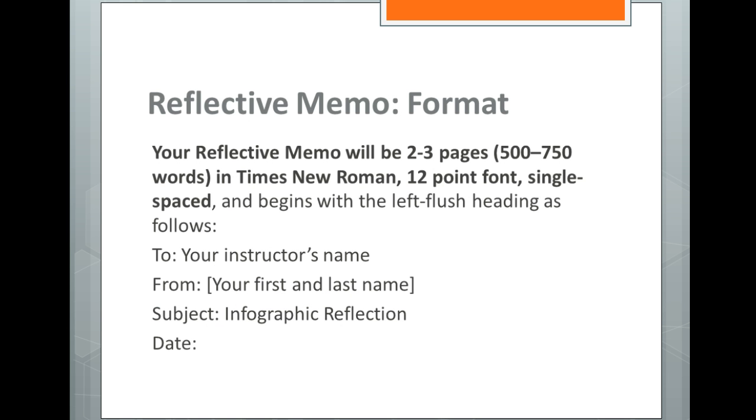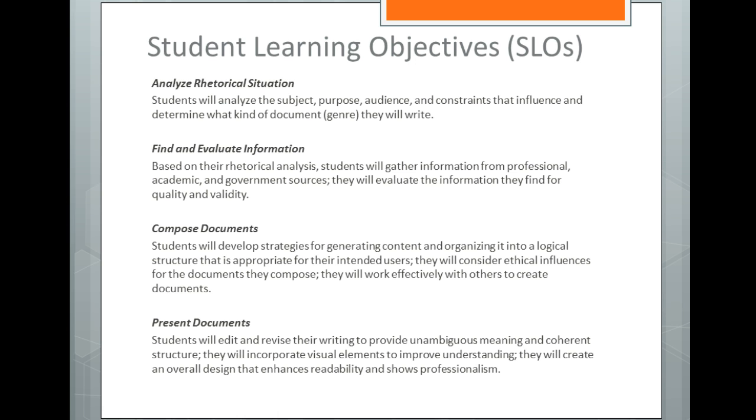Your reflective memo format is the same as the previous reflective memos that we've done. 2 to 3 pages, 500 to 750 words, in Times New Roman, 12-point font, single spaced, with the flush left heading as follows. And finally, I've listed the student learning objectives here, which you also have in your prompt and on your syllabus.